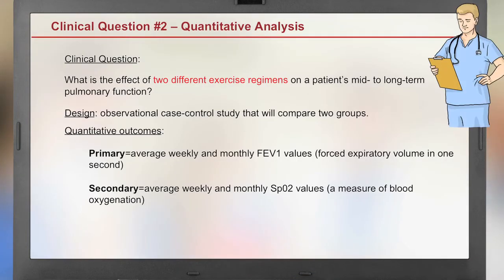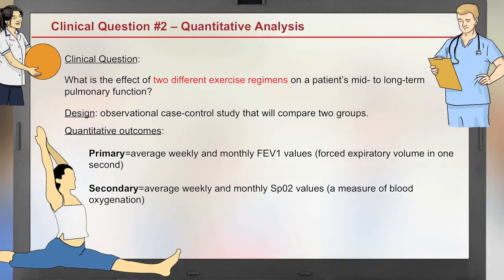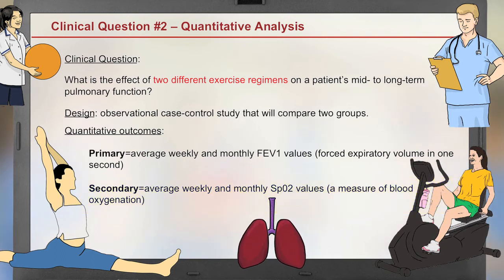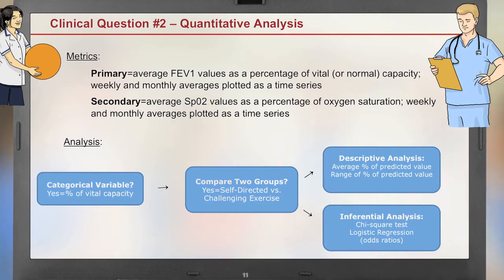In Module 2, our second clinical question was whether varying exercise types for patients could lead to short and long-term changes in pulmonary function. We will use a case control study design, and our outcomes will include average FEV1 values and average SpO2 values. Our metrics will include average FEV1 values as a percentage of normal capacity and average SpO2 values as a percentage of oxygen saturation. This diagram illustrates our analytic approach.